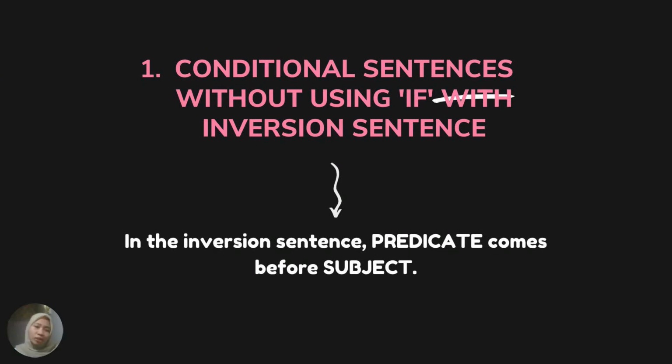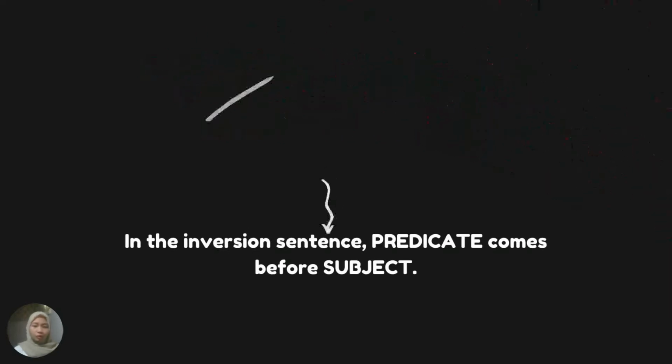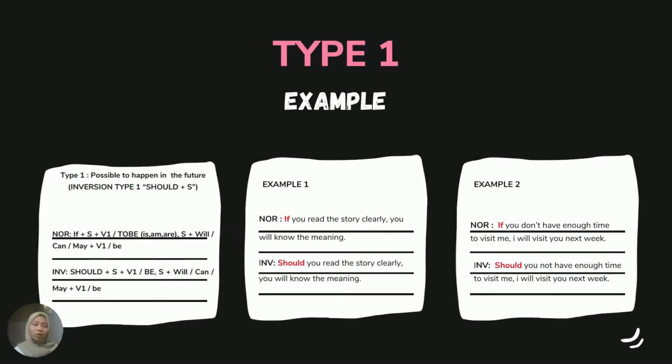The first kind of conditional sentences without using if is with inversion, where in the inversion sentence the predicate comes before the subject. There are three types of this conditional sentence without if with inversion. First I'm going to explain type 1. Type 1 functions to state a sentence that is possible to happen in the future.